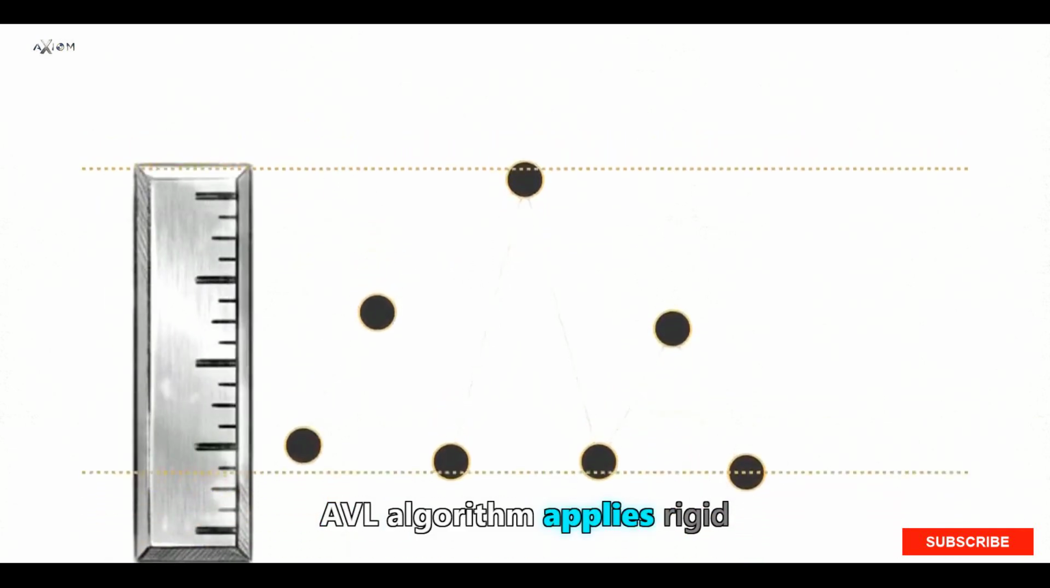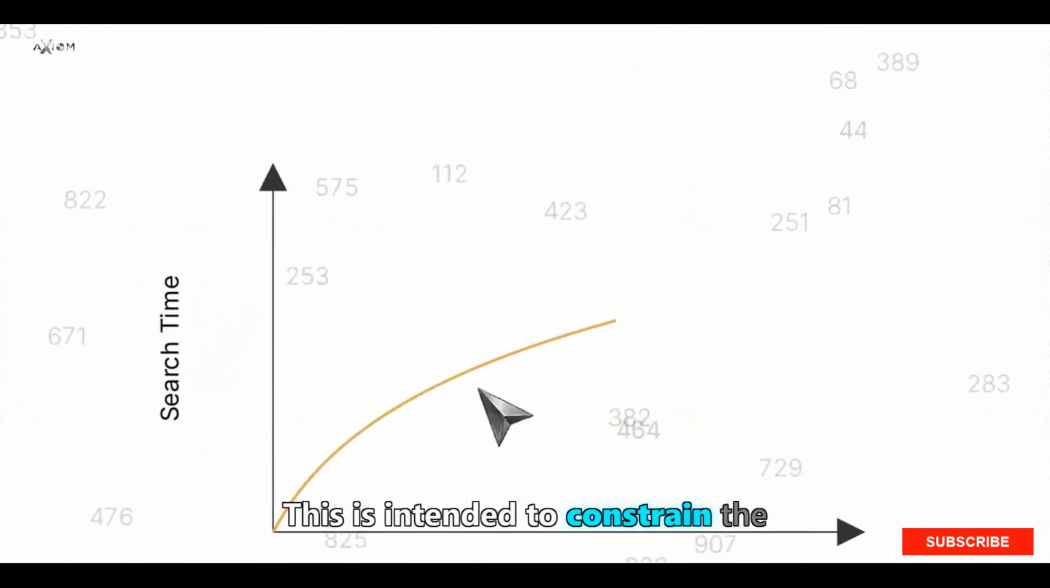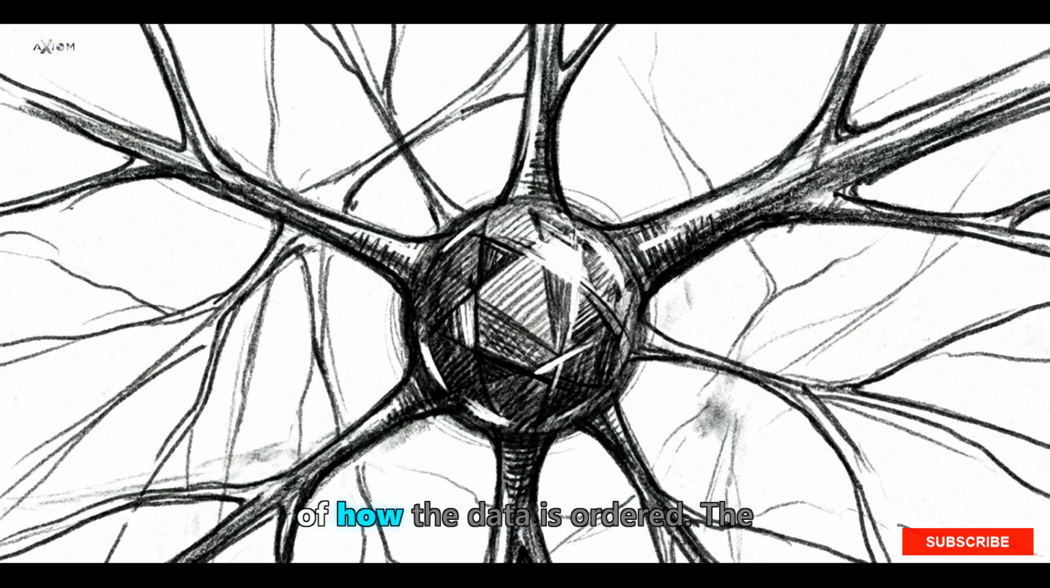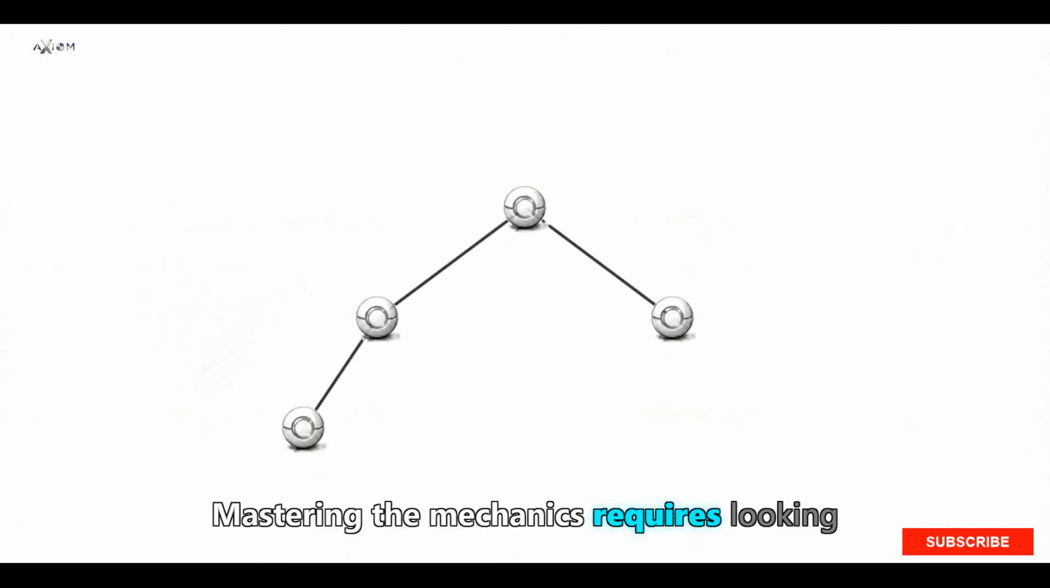The AVL algorithm applies rigid localized rules to individual nodes. This is intended to constrain the height of the entire structure, keeping search speeds logarithmic regardless of how the data is ordered. The AVL tree relies on a specific relationship between local structural invariants and global system behavior. Mastering the mechanics requires looking past the code to the underlying geometry.